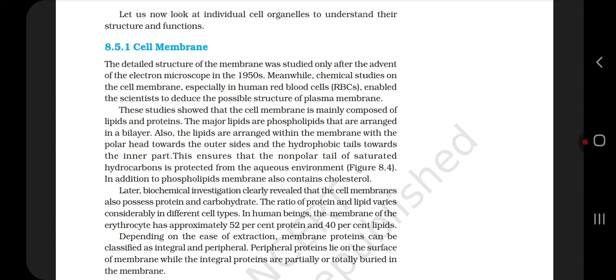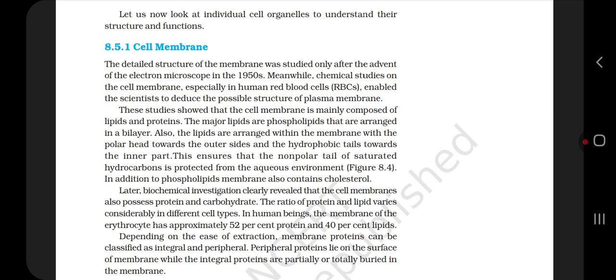8.5.1 Cell membrane. The detailed structure of the membrane was studied only after the advent of the electron microscope in the 1950s. Meanwhile, chemical studies on the cell membrane, especially on the human red blood cells (RBCs), enabled the scientists to deduce the possible structure of the plasma membrane. The studies showed that the cell membrane is mainly composed of lipids and proteins. The major lipids are phospholipids that are arranged in a bilayer.